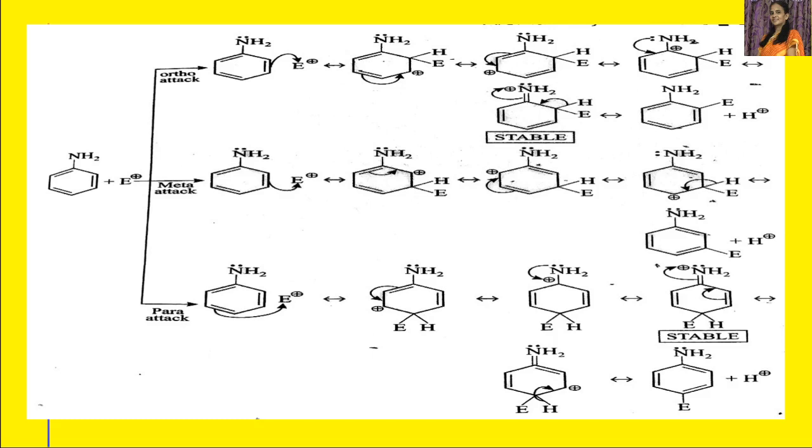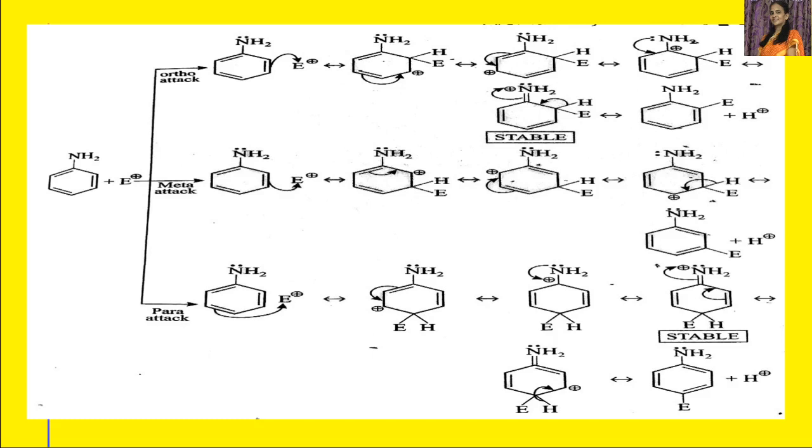Now, let us see. In this ortho attack, we have 1, 2, 3, 4 resonance structures, so in ortho attack a greater number of resonance structures are produced. And the electrons present on nitrogen are also involved in resonance. Therefore, this is more stable, and we get the final product here.